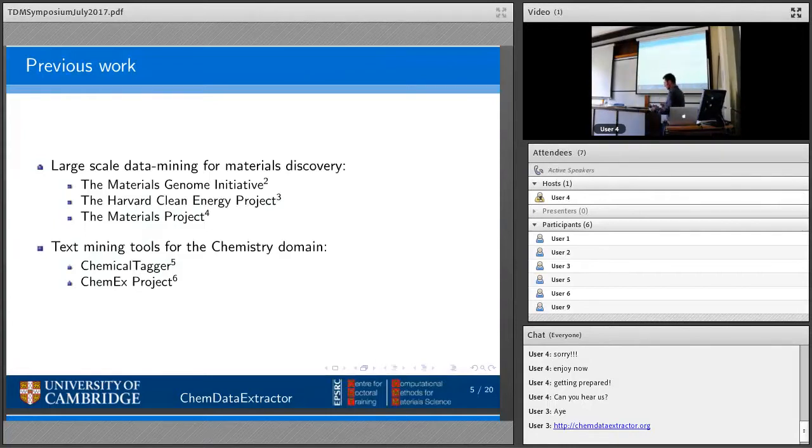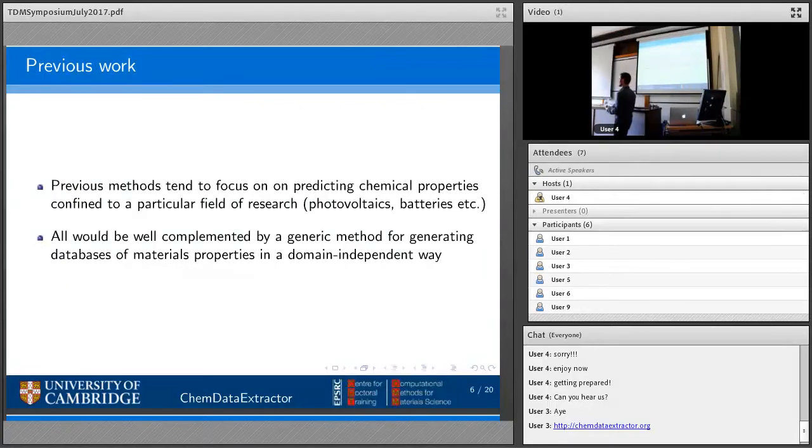Now, all these previous projects tend to focus on applying data mining and materials discovery to a specific domain of science, a specific subdomain such as photovoltaics. And there's no issue with that, but these would all be very well complemented by being able to quickly, automatically generate databases of materials properties so that you can apply your data science research to a giant database of material properties and then go on to do things like materials prediction. Of course, what we'd like is a way to generate those databases in a completely domain-independent way. So whether you're in physics, nanotechnology, chemistry, biology, you can generate a database of materials using, hopefully, the same tool.